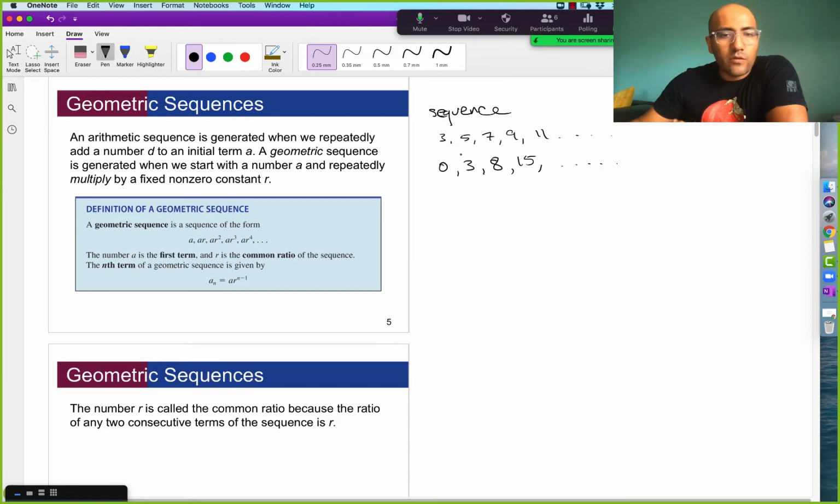It doesn't just have to be whole numbers. We tend to stick to whole numbers or simple fractions just because it's easy to work with them by hand, right? But a sequence could also be decimals. It could be something like 0.31, then 0.031, then 0.0031.